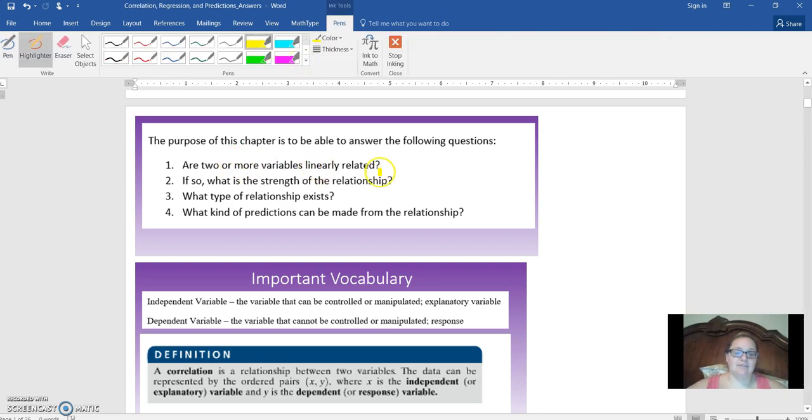All right, so the purpose of this unit is to figure out if something's related, to determine the strength of the relationship and the type of relationship, and then if it's related and the strength is high enough, then we can make predictions, which is really the point of statistics.